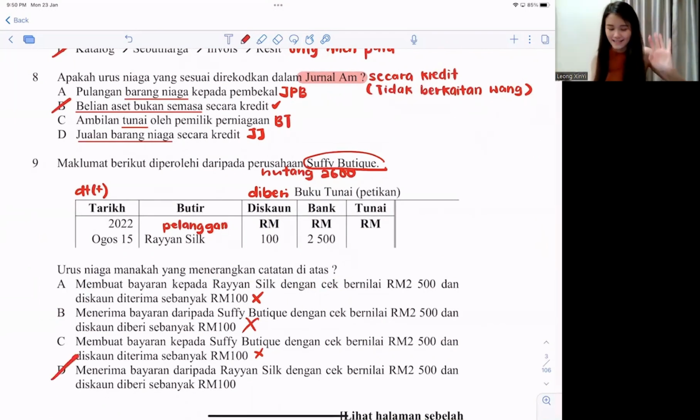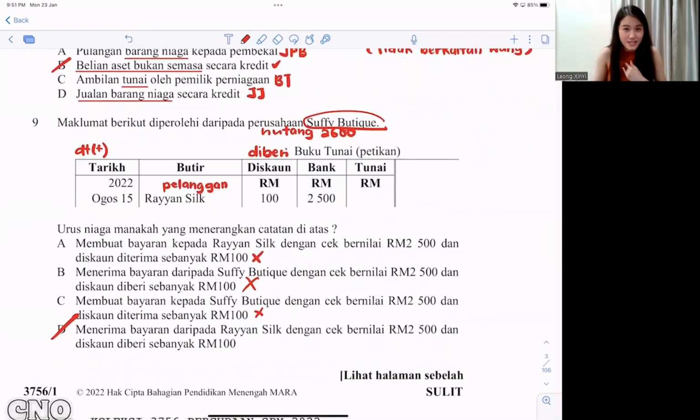Sorry, guys. Okay, let's move on, yeah? Now, I said again, we are Sufi Butik, us. And Ryan Silk is our customer. So if you see anything like us paying to Ryan Silk, that's wrong because we are Sufi Boutique. Okay, so the answer is D for 9.